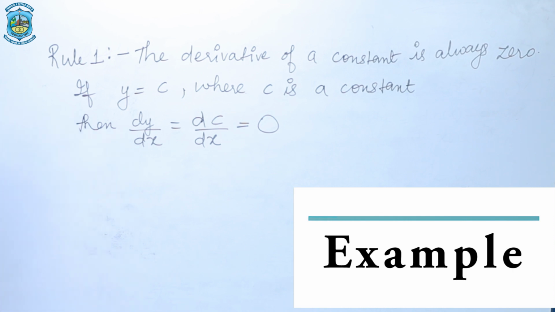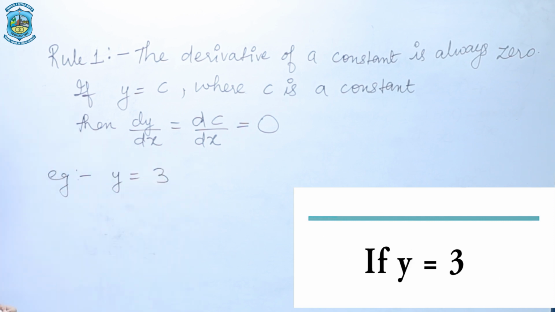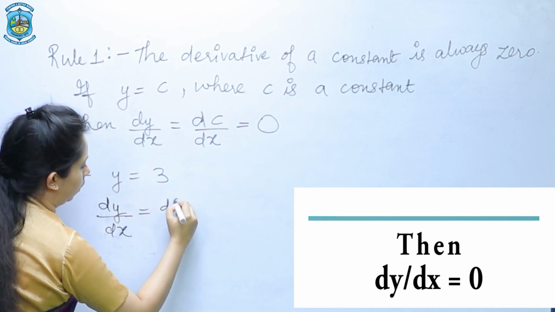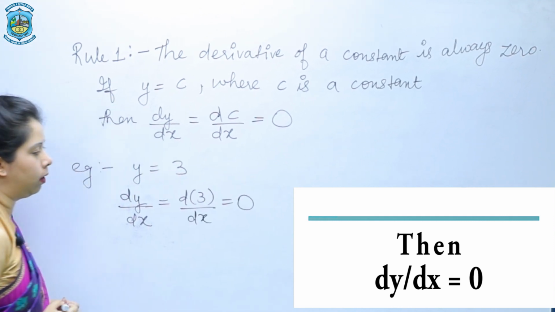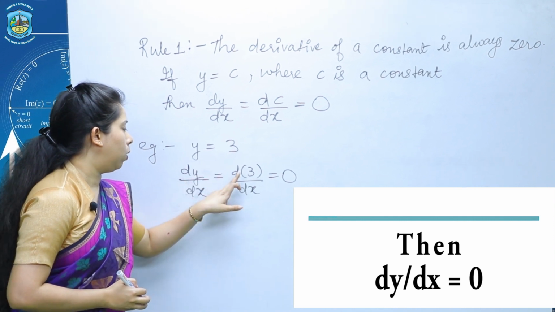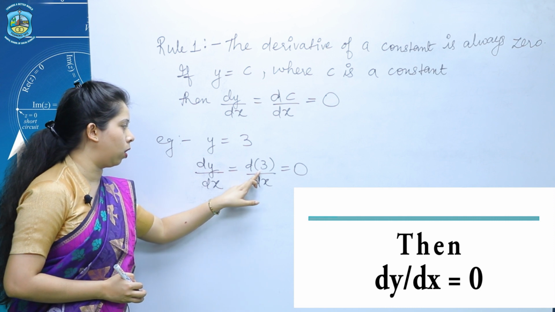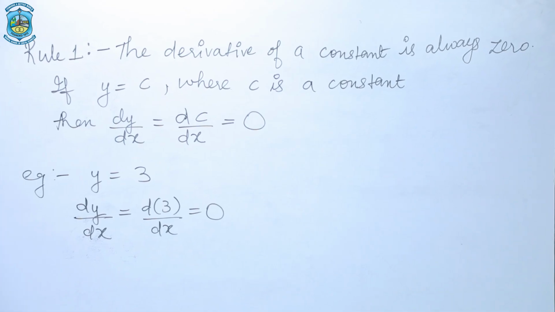Now, let us consider an example. Say if y is equal to 3, then the derivative of the function will be equal to 0 by rule number 1. Why? Because the value of y is 3 and the derivative of a constant will always be 0. So, this is rule number 1.